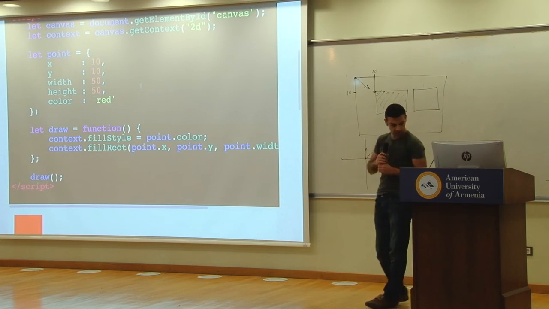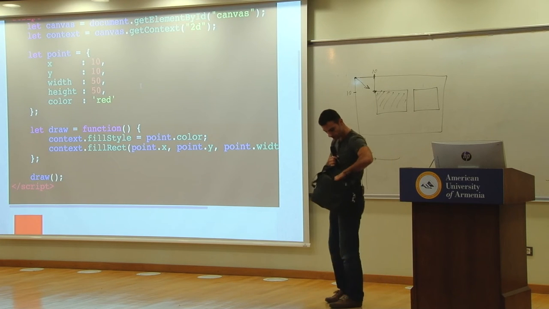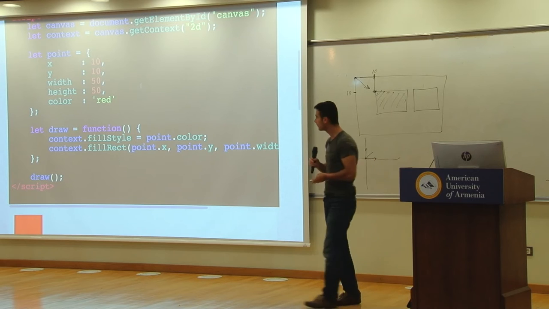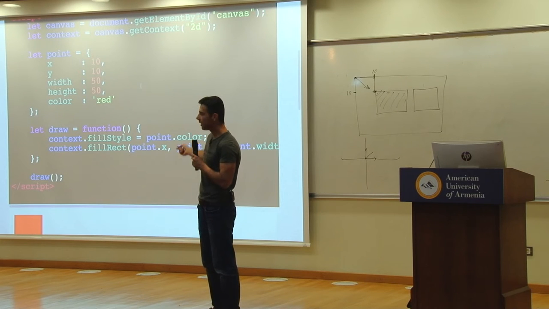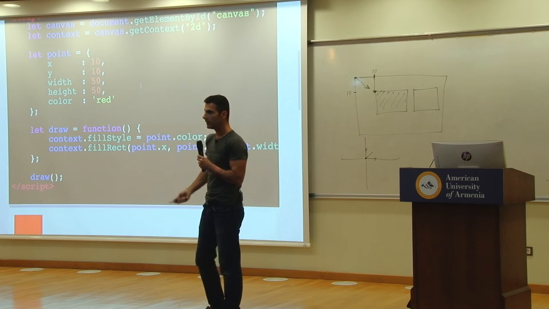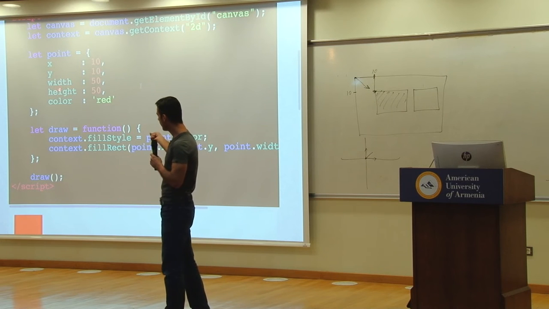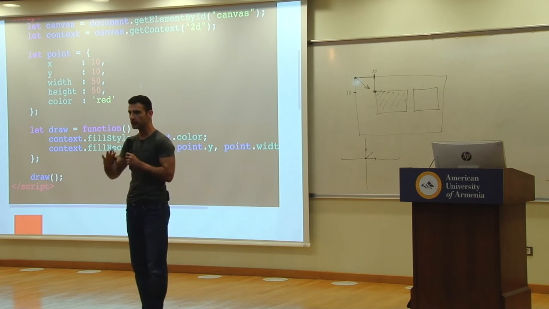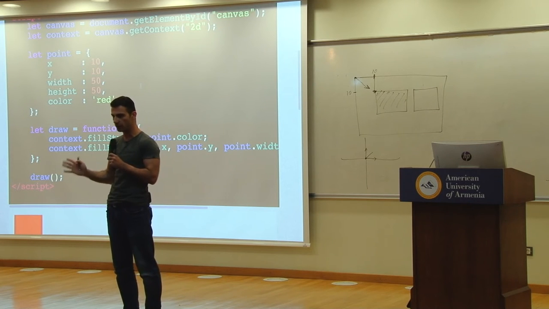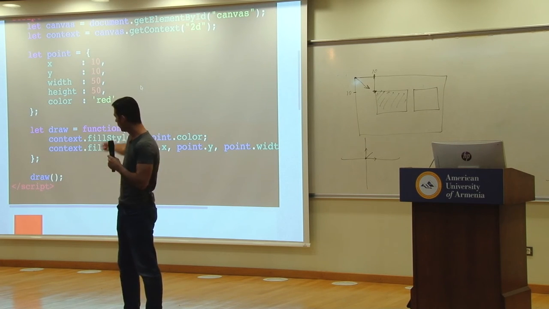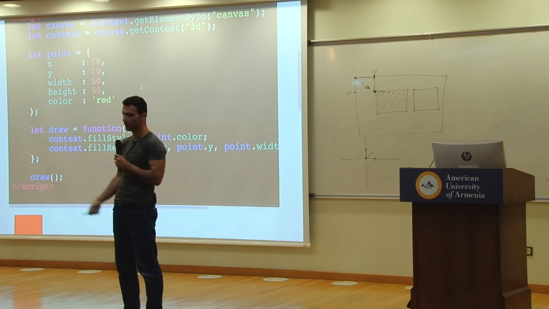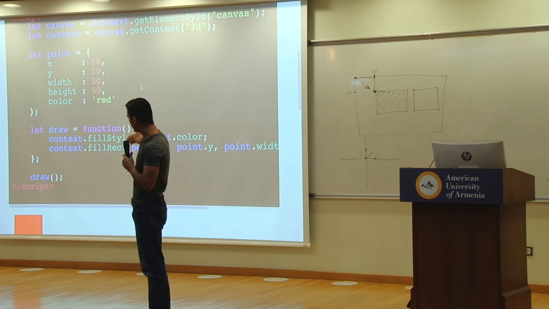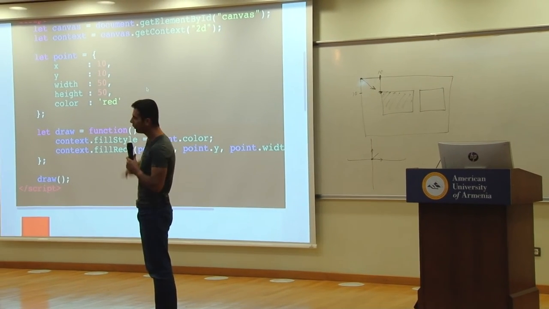Okay, so in this example, I've created an object. This is a regular object that has some information in it. The information that I'm storing is x, y, width, height, and color. This has nothing to do with Canvas. It's just a regular object with some data in it. We understand what this is, right? Okay, and I happen to put this object into a variable I called point. Good? Okay. Then I have a draw function, which when I call, will draw this point on the screen.